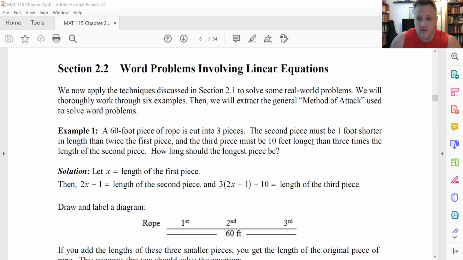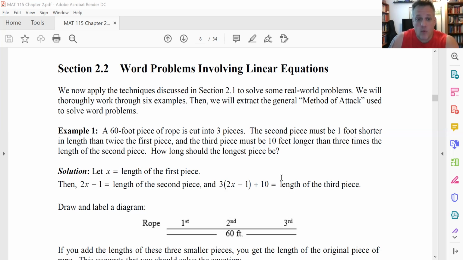For the third piece, we know that it is 10 feet longer, so we're going to add 10 to something. Then 3 times, we're going to multiply something times 3, the length of the second piece, not the first piece, but the second piece. We just wrote its length down to be 2x minus 1. And so we're going to multiply 3 times 2x minus 1 plus 10. That expression represents the length of the third piece.